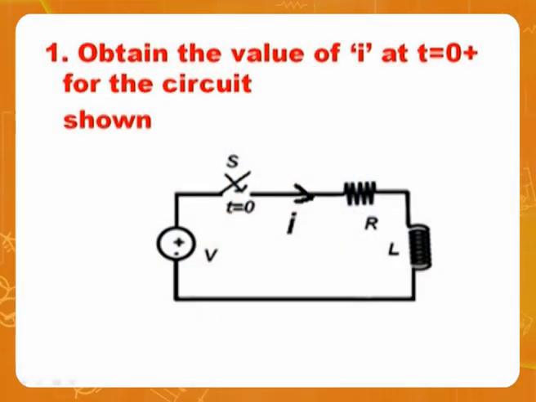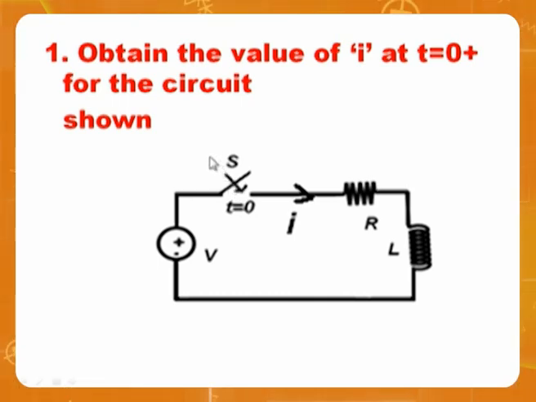So I am taking an example of a first problem. Obtain the value of i at t is equal to 0 for the circuit shown. Very simple. This is the circuit shown, RL. Now for every circuit I am going to do only one question. For every circuit I will be drawing the circuit for t equal to 0 minus, that means just before switching, and just after switching. Please observe, this switch will tell so many stories, so much information. When is it closed? At t equal to 0.